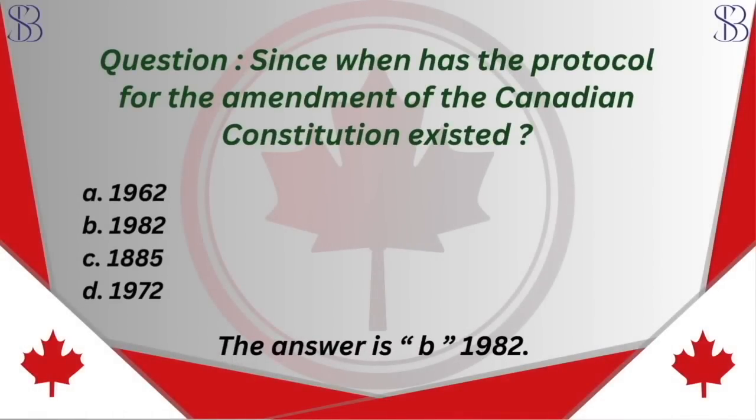Question. Since when has the protocol for the amendment of the Canadian Constitution existed? A. 1962, B. 1982, C. 1885, D. 1972. The answer is B. 1982.